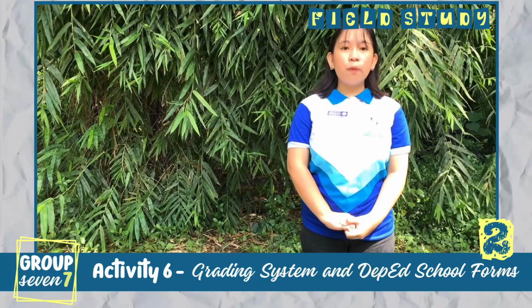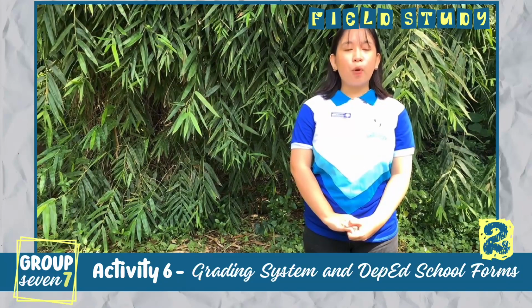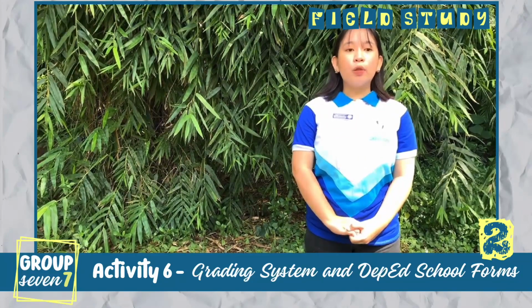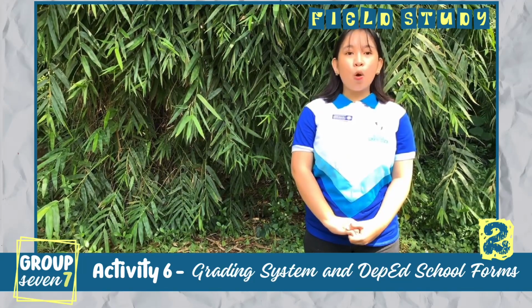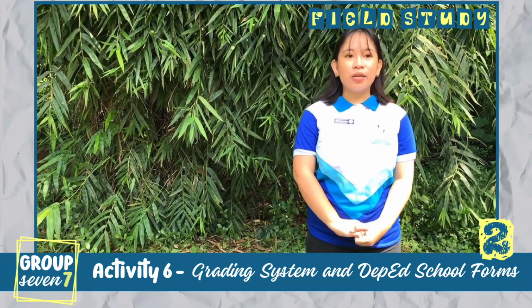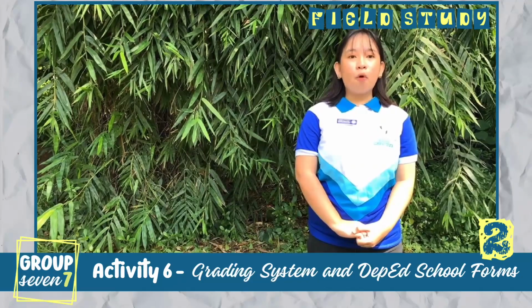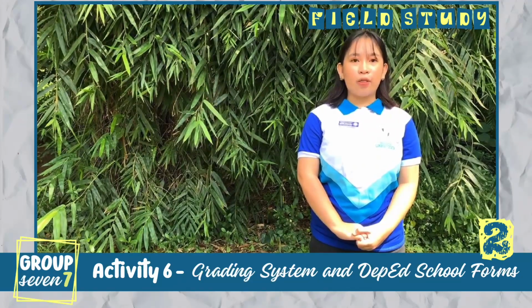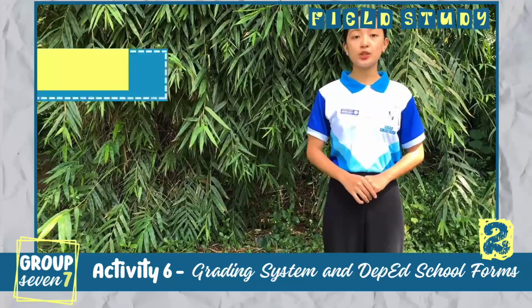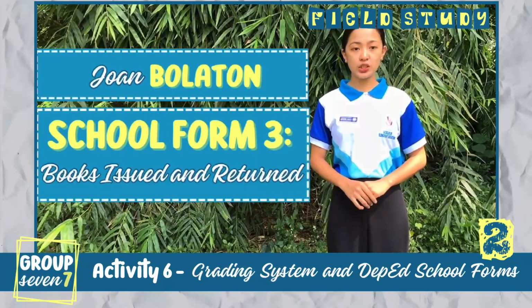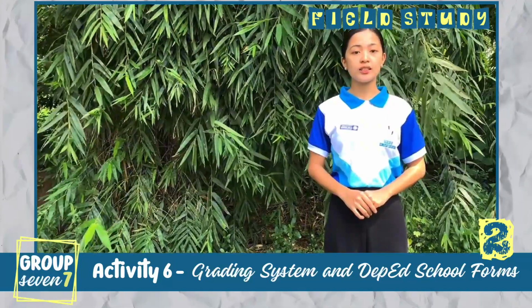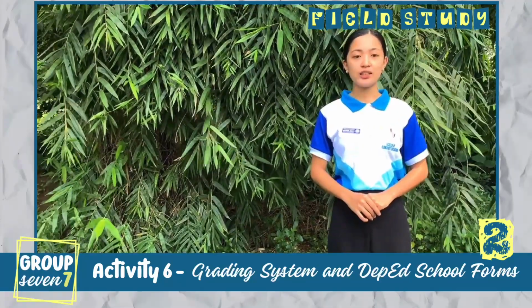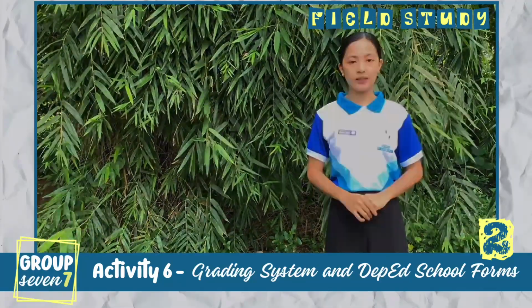Accomplishment of School Form 2 is one important tool in monitoring the status of learners to immediately provide intervention or action for those learners who will be identified as at risk of dropping out. This form shall be accomplished every end of the month. Next is School Form 3, known as Books Issued and Returned. These are the list of books and other reading materials issued to the learners and returned to the issuing authority.